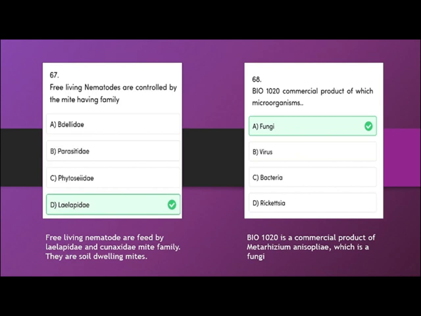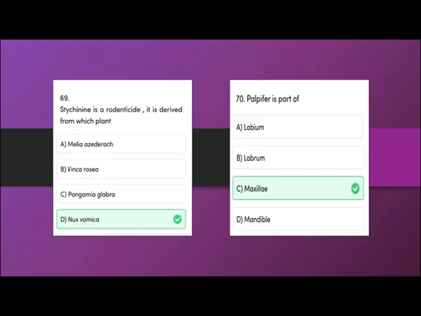Now come to the 68th question. BIO 1020 is a commercial product of which microorganism, and the answer is fungi. Bio 1020 is a commercial product of Metarhizium anisopliae, which is a fungus. Now come to the 69th question. Strychnine is a rodenticide. It is derived from which plant, and the answer is Nux vomica.